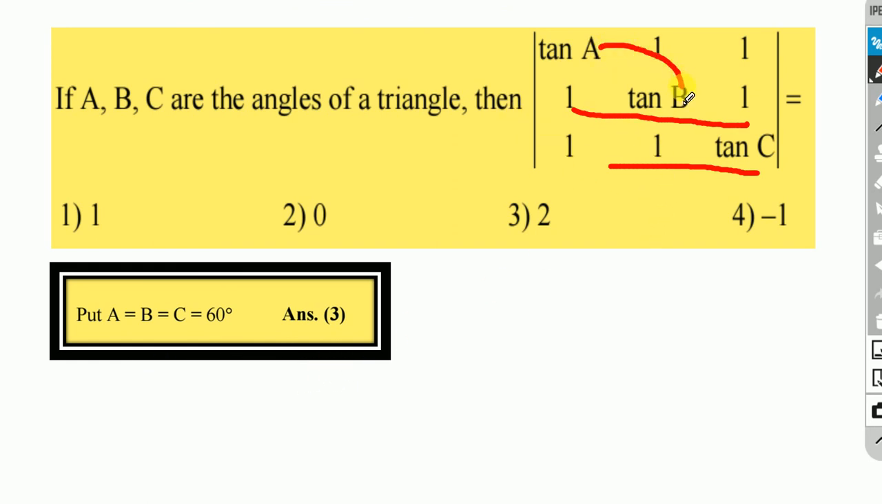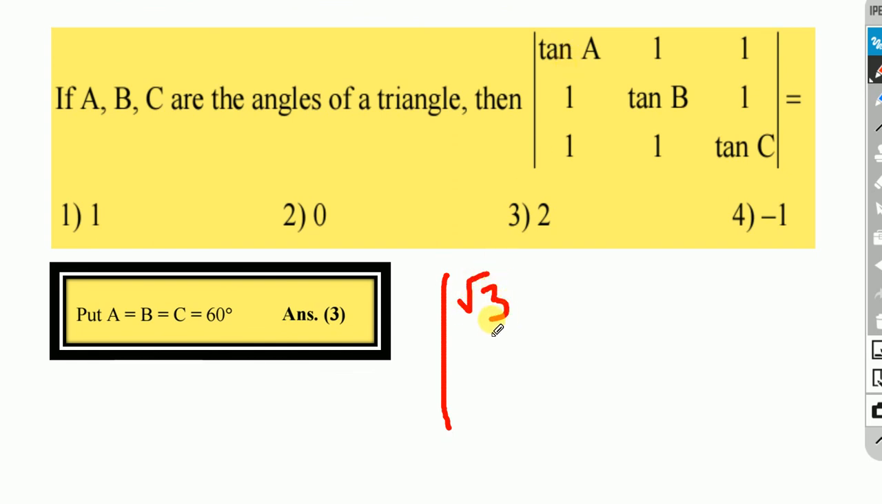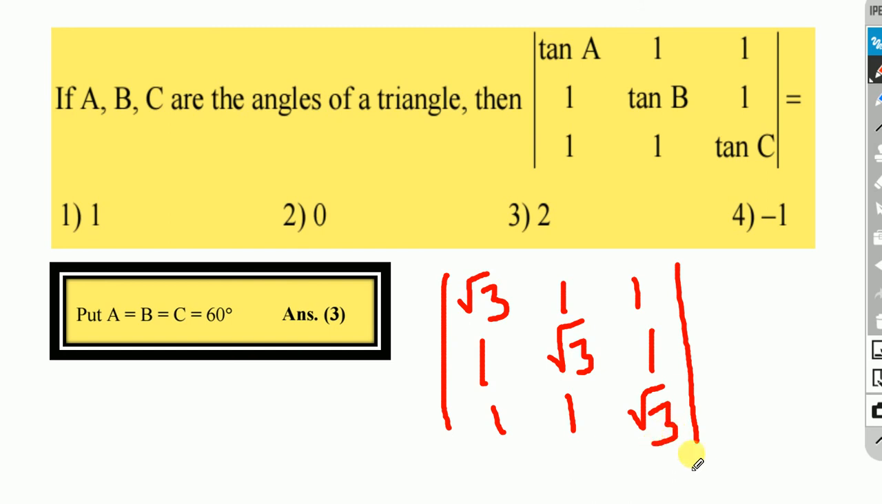If you take A equals B equals C equals 60 in the given determinant, then this determinant becomes: tan A is tan 60, which is root 3. I have 1, 1 here and I have 1 again, tan 60 is root 3, and 1 here, 1, 1 and root 3. So you can expand this determinant. You know how to expand now, so I will not do that.